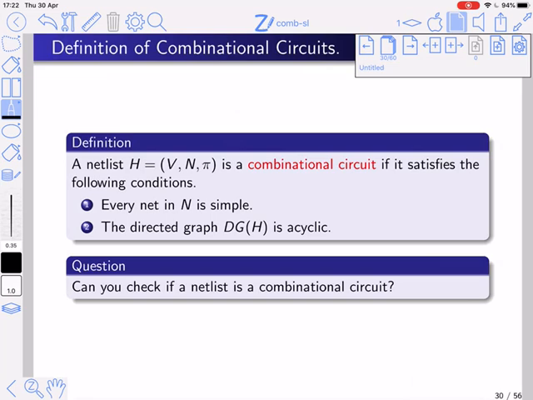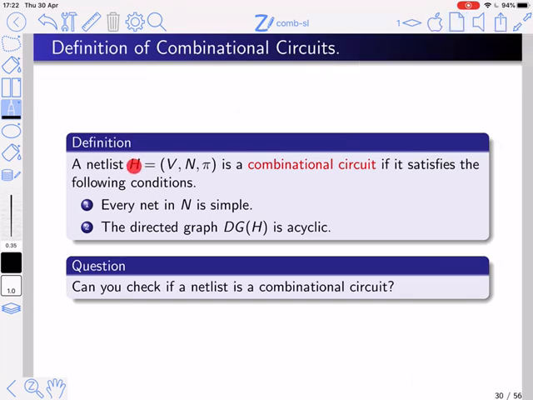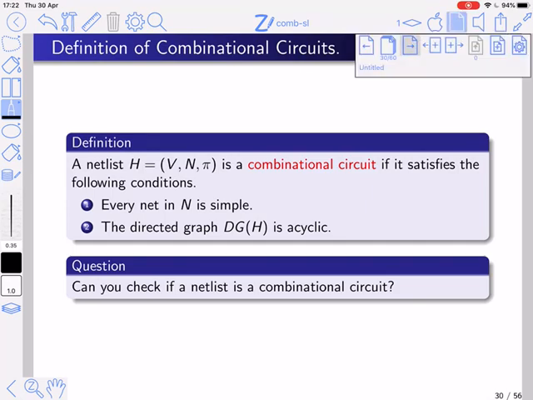Using this graph representation of netlists, we define what a combinational circuit is. A combinational circuit is a netlist in which every net is simple and the corresponding directed graph is acyclic. So that's the definition of a combinational circuit.